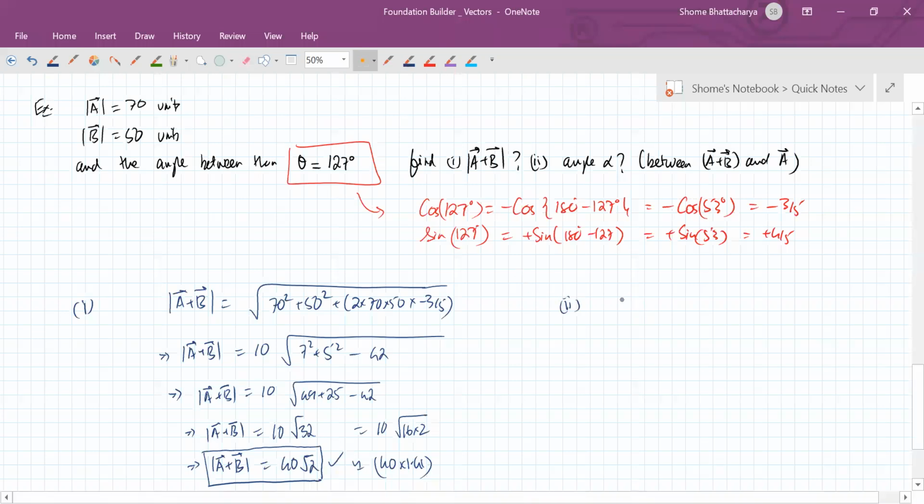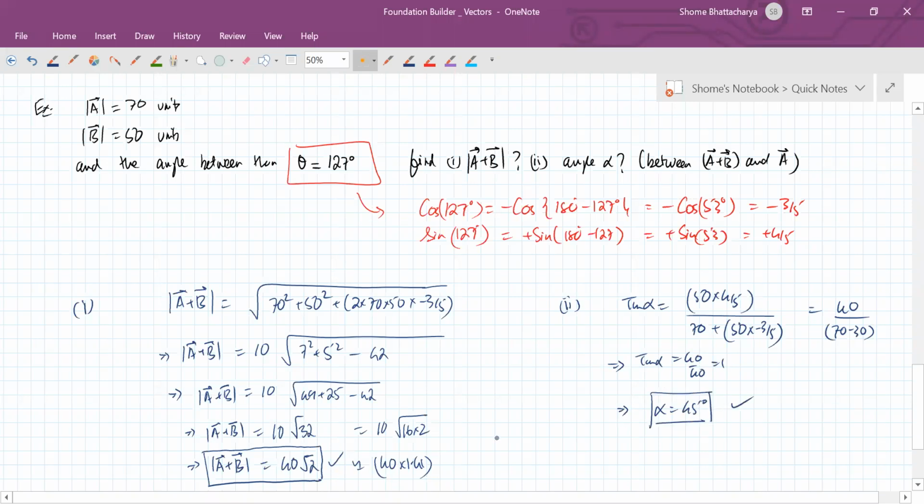So second one, tan alpha is b sine theta divided by a plus b cos theta. So this will become 40 upon 70 minus 30, so that is 40 by 40, or 1. So tan alpha is 1, so that means alpha is how much? It is 45 degrees. So this is the answer to the second part.